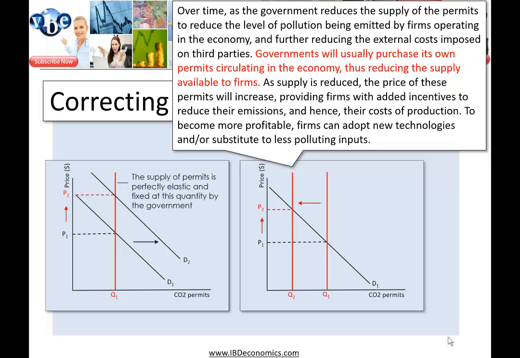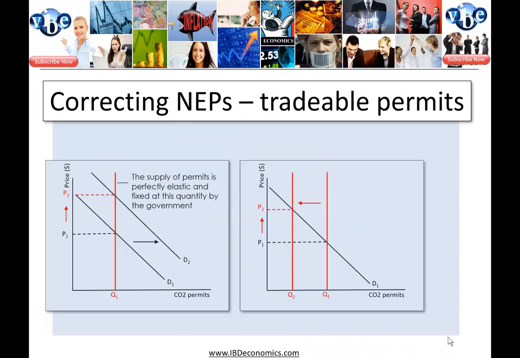Less pollution. Governments will usually purchase its own permits circulating in the economy, and that's going to reduce the supply available to firms. Government buys up these permits over time, and this reduces the supply. And as supply is reduced, the price of these permits is going to increase, providing firms with more incentives to reduce emissions and their cost of production. To become more profitable, firms can adopt new technologies and substitute to less polluting inputs. Natural gas instead of coal-fired electricity, for example.